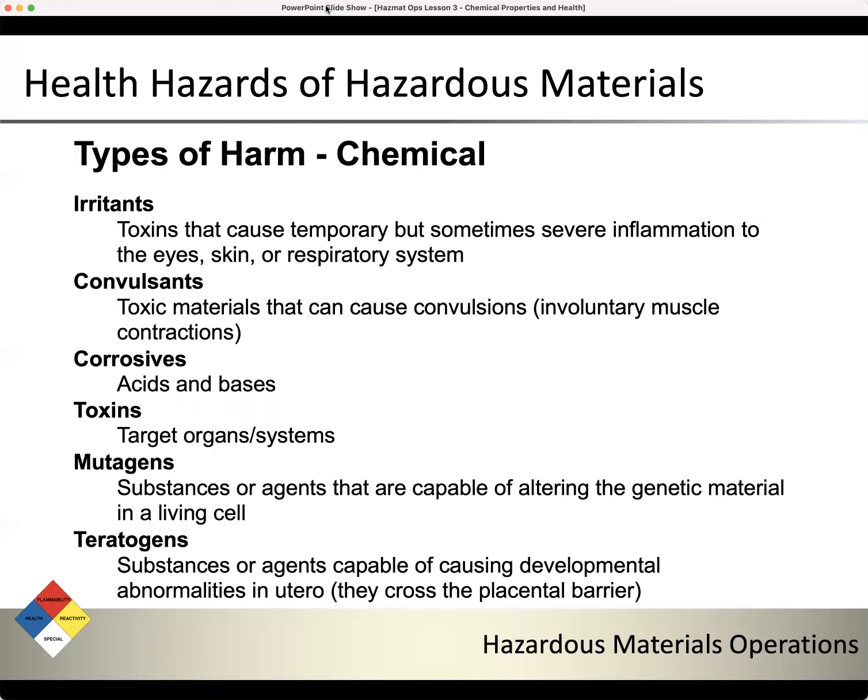Convulsants, these are materials that cause convulsions, involuntary muscle contractions. Corrosives are acids and bases. Toxins target organs or systems. So toxins could be, if we go into that, well, I think we talked about that later. Mutagens, these are things that are capable of altering your genetic material. And teratogens, these are capable of causing developmental abnormalities in utero, which means they cross the placental barrier.